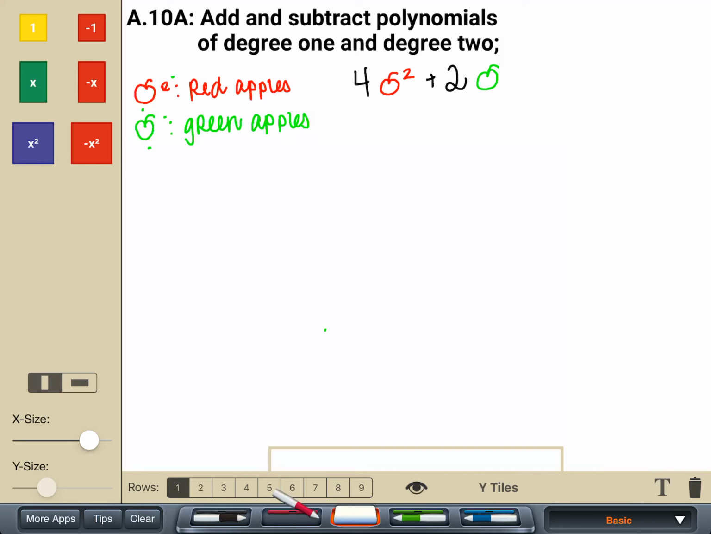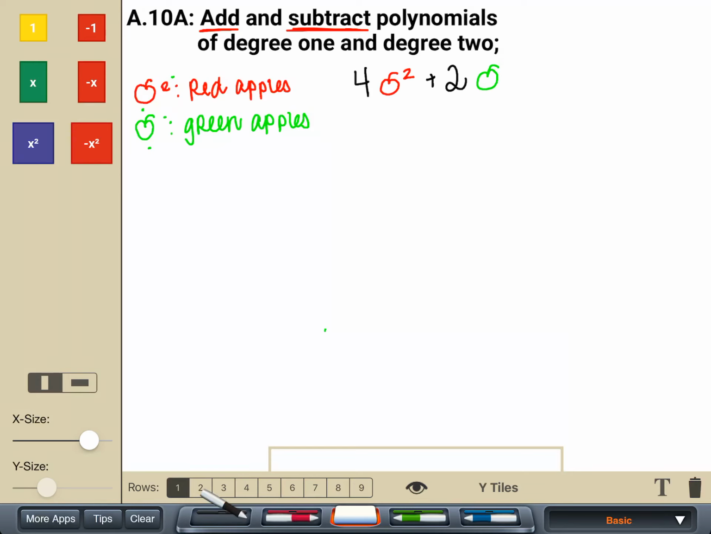And when we're adding and subtracting, much like in combining like terms, there are different rules that apply as well. So when we're adding and subtracting polynomials and we're using the same variable with different degrees, we can only combine them if they have the same degree.